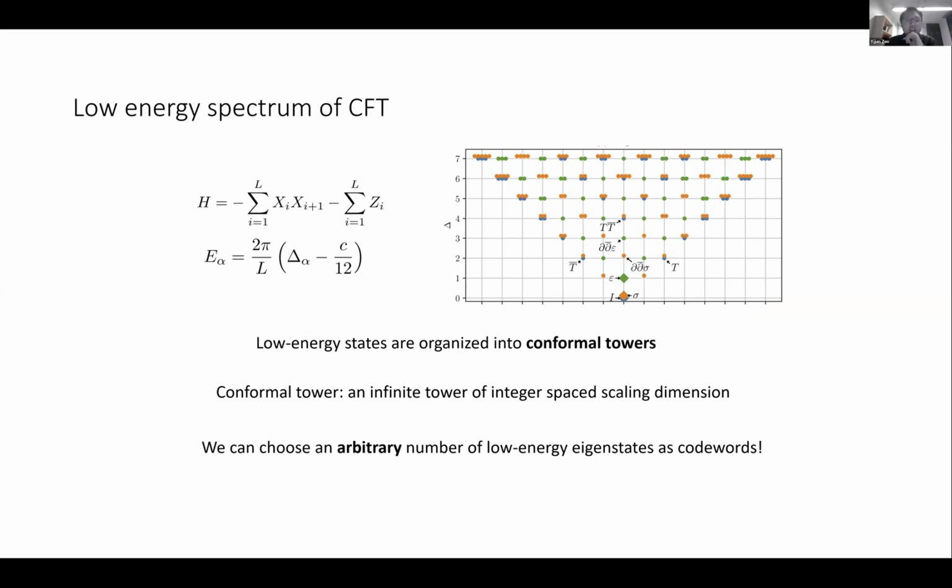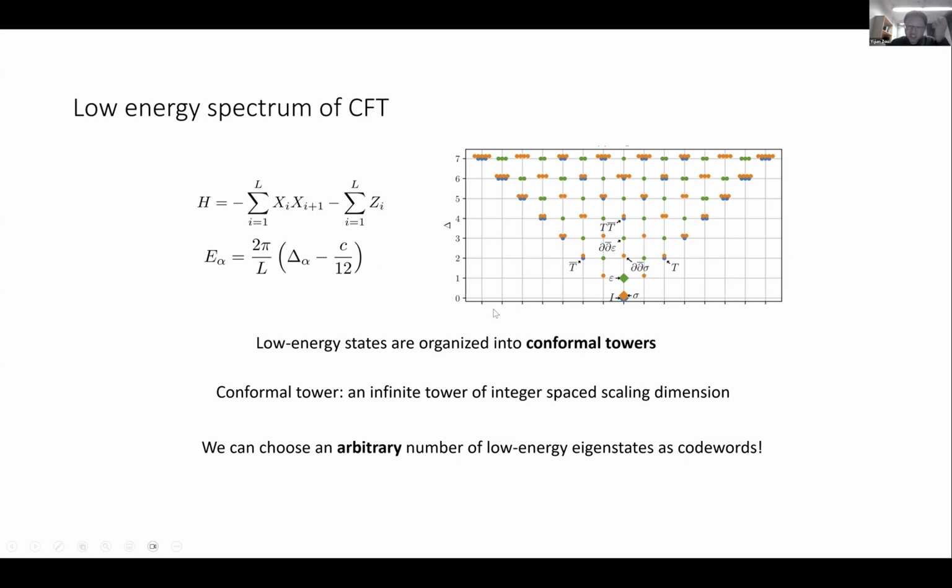Good. Okay, so this is the example of the Ising model. If you look at the low energy eigenstates, there are many, and the energy is given by this formula, which is 2 pi over the system size times something called the scaling dimension, minus a constant. You don't have to care about the constant. But this delta is exactly the scaling dimension that we just talked about.